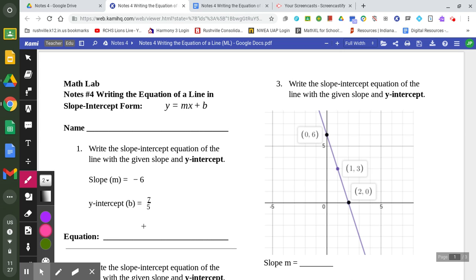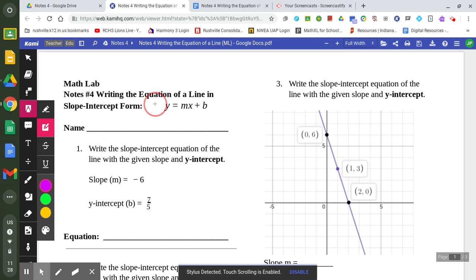So these are notes 4, which includes examples of all of your homework problems. So the first thing we're going to talk about is the slope-intercept form.